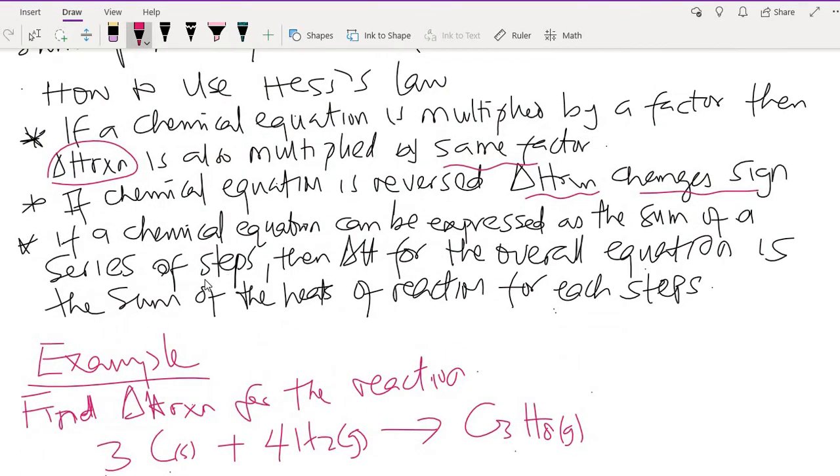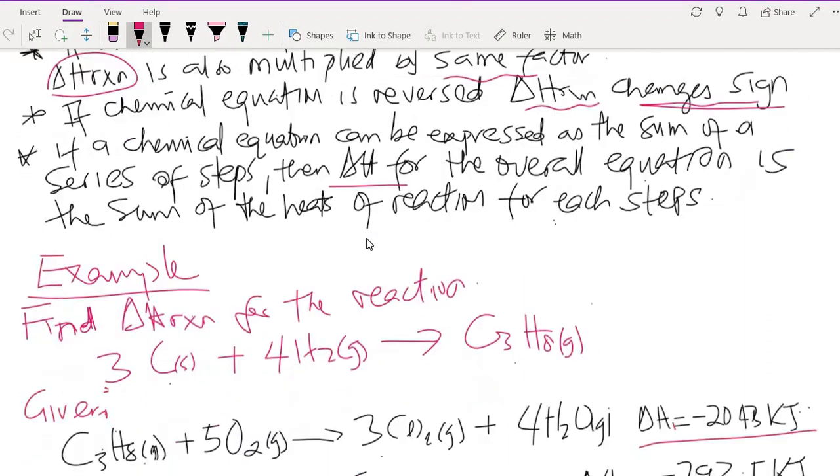If a chemical equation is multiplied by a factor, then the heat of reaction is going to be multiplied by the same factor. If a chemical equation is reversed, the heat of reaction changes sign. If a chemical equation can be expressed as the sum of a series of steps, then the delta H for the overall equation is the sum of the heat of reaction for each step.